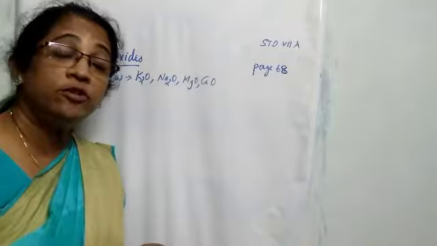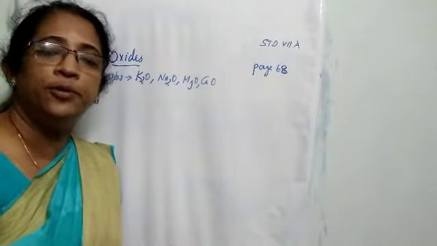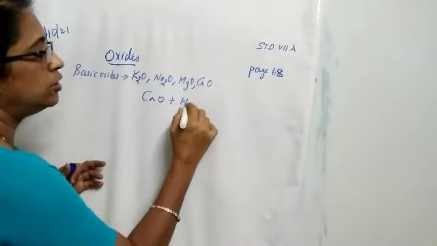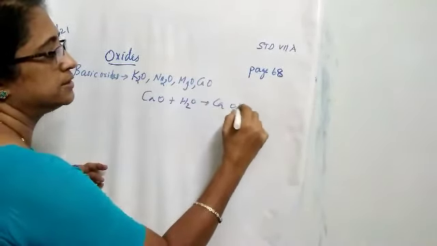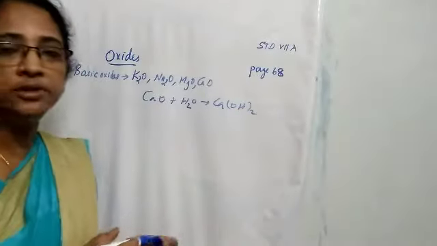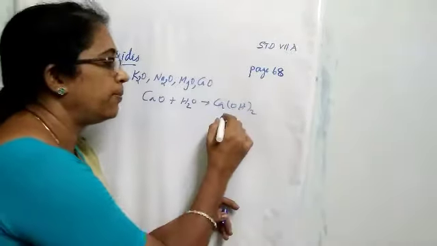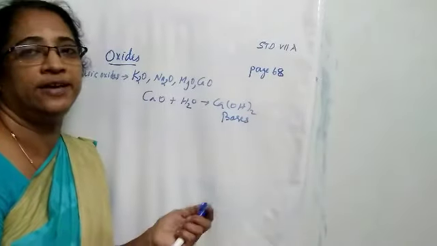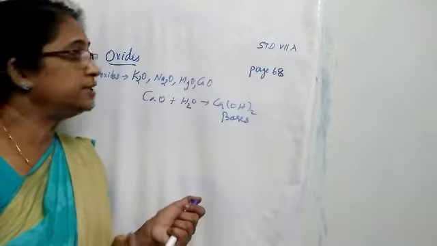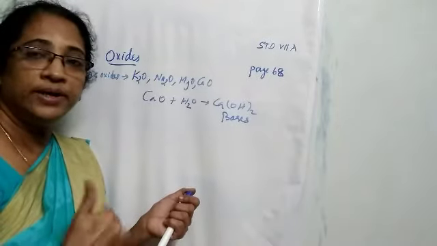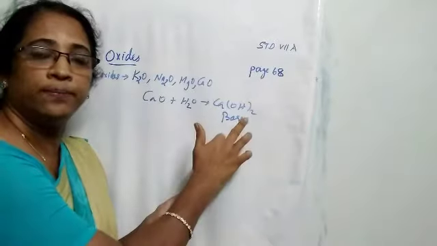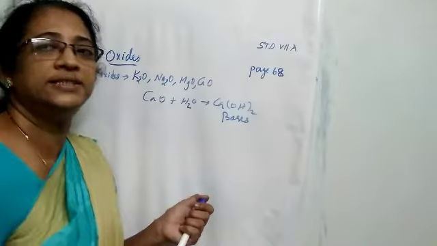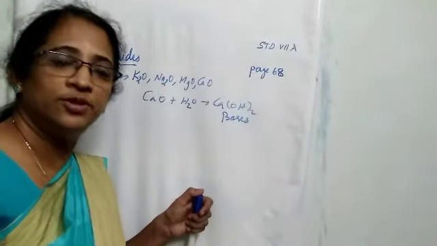These metallic oxides dissolve in water to form bases. For example, calcium oxide dissolves in water to form the base calcium hydroxide. And the base reacts with acid to form salt and water. So metallic oxides are called basic oxides. Basic oxides dissolve in water to form bases, and the base reacts with the acid to form salt and water.